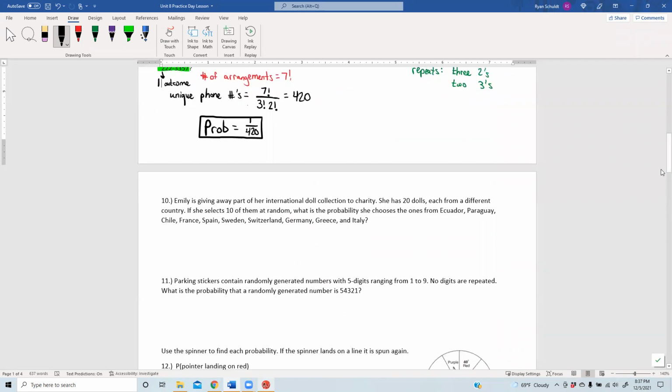Okay, number 10. Emily is giving away part of her international doll collection to charity. She has 20 dolls, each from a different country. If she selects 10 of them at random, what's the probability she chooses the ones from Ecuador, Paraguay, Chile, France, Spain, Sweden, Switzerland, Germany, Greece, and Italy? Whew, that's a lot, but keep in mind. 1, 2, 3, 4, 5, 6, 7, 8, 9, 10. Yes, that's a lot, but keep in mind, this is one outcome.